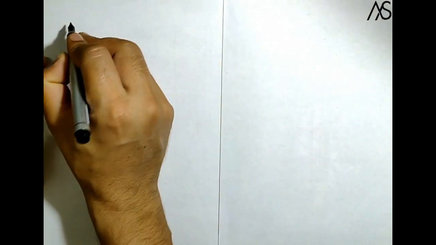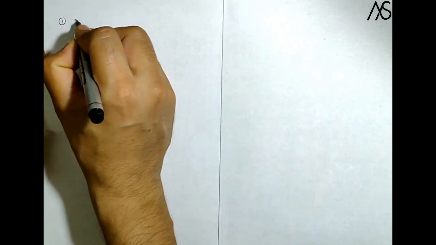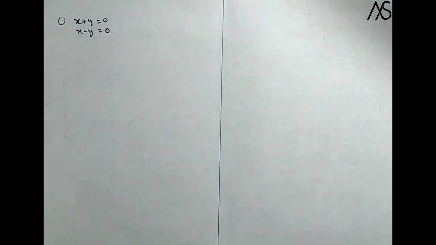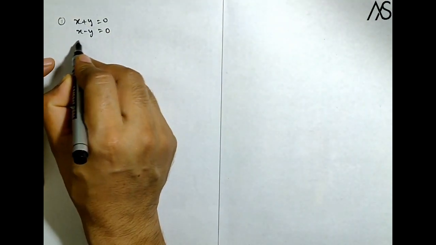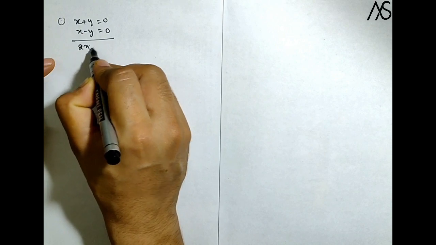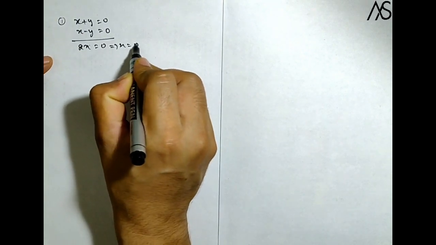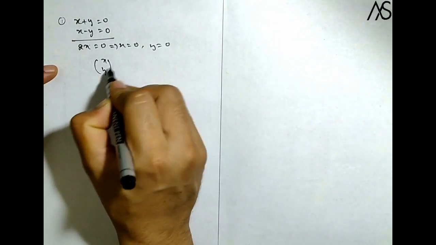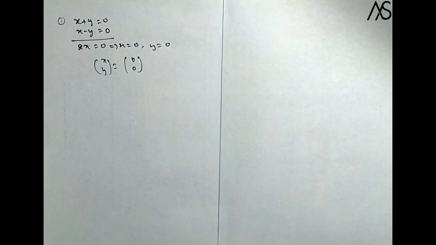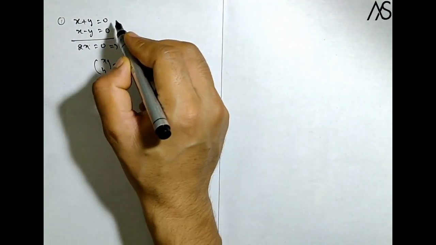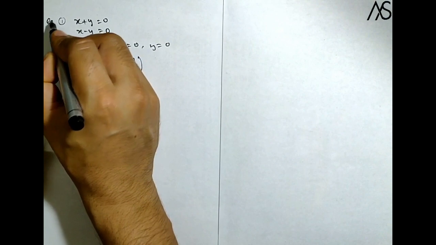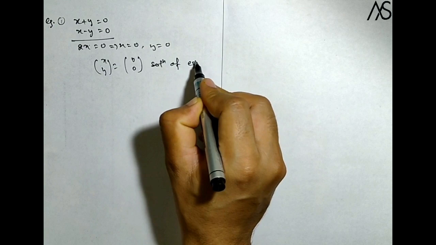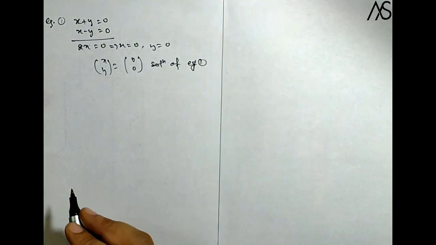Okay, example 1 is x plus y equals to 0 and x minus y equals to 0. If we solve this, then just add, then 2x equals to 0, which is x equals to 0 and y equals to 0. So the solution (x, y) is (0, 0). This is the solution of the system 1, which is example 1.